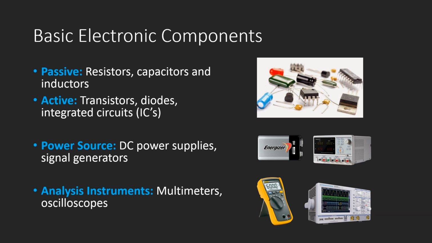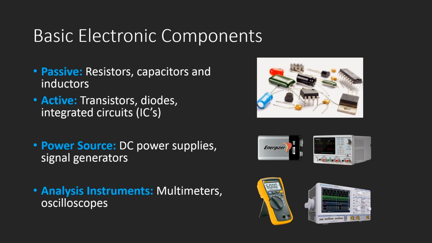Examples of passive components include resistors, capacitors, and inductors. And active components are things like transistors, diodes, and integrated circuits. In the next slide, I'll talk about the ones that we'll be using in the examples, but I encourage you to read more about these components on your own time.